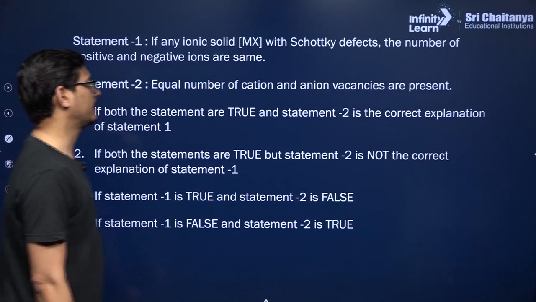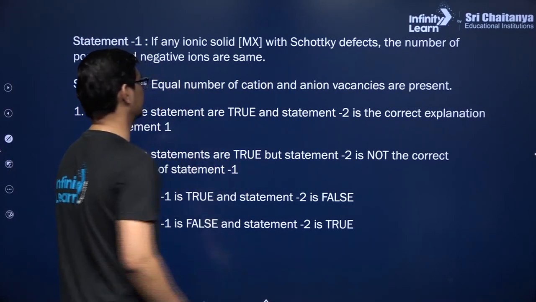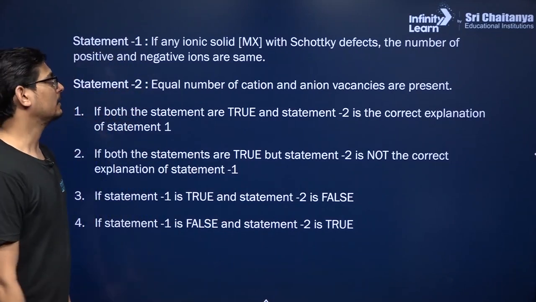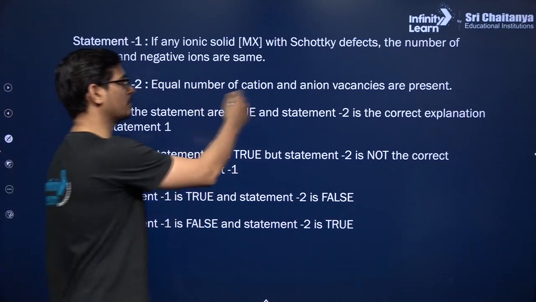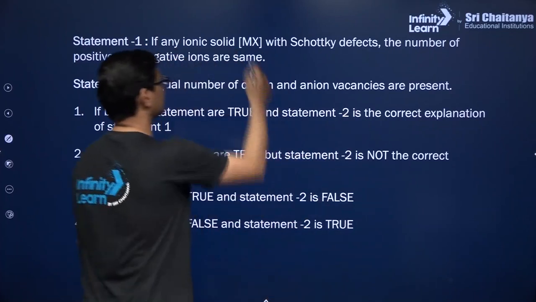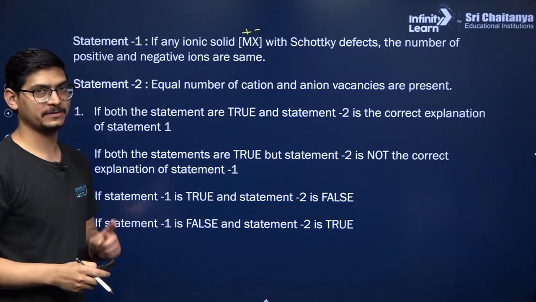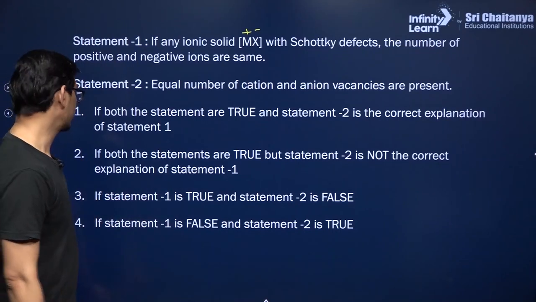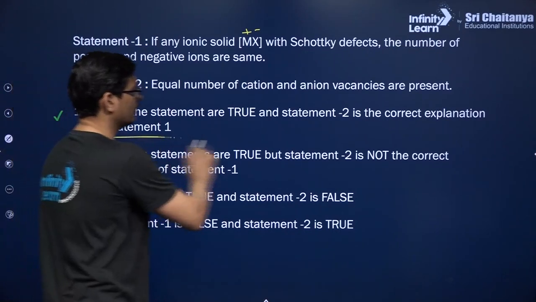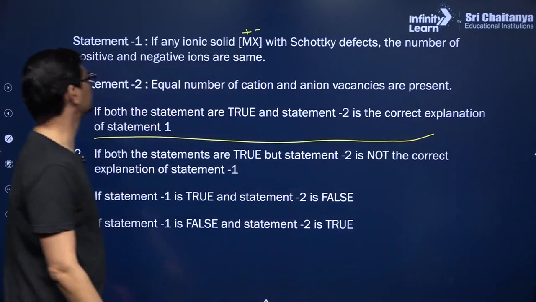If in an ionic solid MX with Schottky defects, the number of positive and negative ions are same, yes. Why? Because equal numbers of cation and anion vacancies are present. M plus and X minus, for each M missing, there would be an X missing because we have to maintain the electrical neutrality. So the correct answer is option 1.